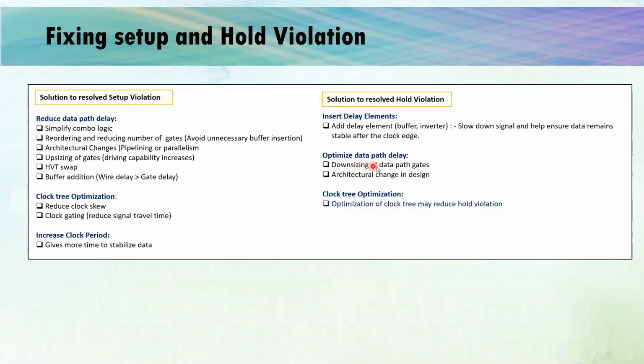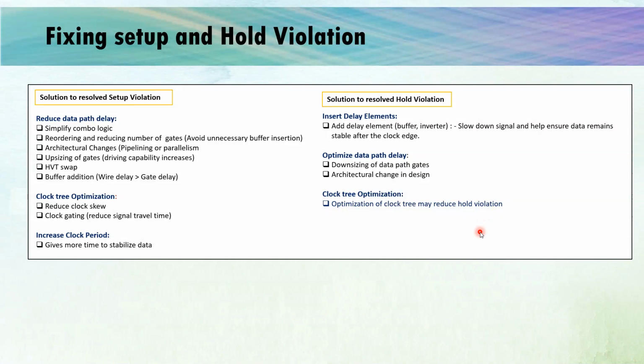Another thing you can do is optimize the data path delay by downsizing the data path gates. If you are downsizing, you are reducing the driving capability of the cells. You are doing just the opposite of what you were doing in setup. And if you do this, you are increasing the delay of your particular cell, and that will result in an increase in the delay of your data path also. On the other hand, you can do some architectural changes based on your requirement, or optimize the clock tree, which may also reduce some hold violation.